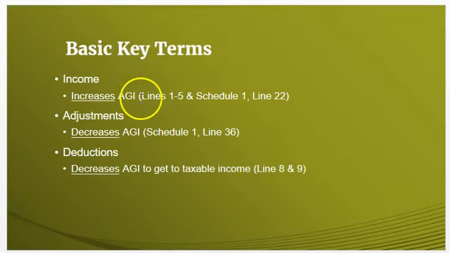So you'll see income is addressed on lines 1 through 5 of our tax form, and that's on page 2 of our tax form. And then also on Schedule 1, line 22, we're going to find a total that's going to carry back to our tax form. Adjustments, we're going to find those on our Schedule 1, line 36 is going to be the total. So that's going to be where we find adjustments. So we've already talked about now Schedule 1. And then deductions, if they decrease AGI, we're going to find those on line 8 and 9 of the tax form itself.